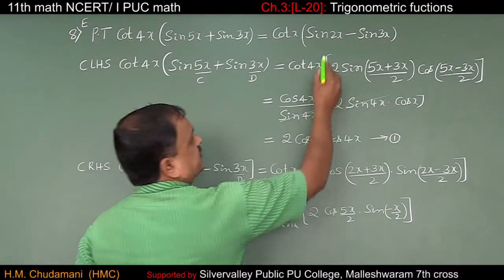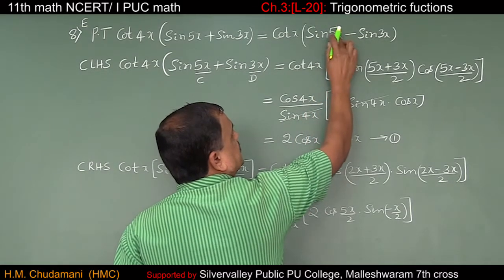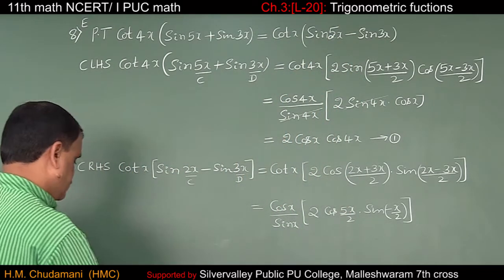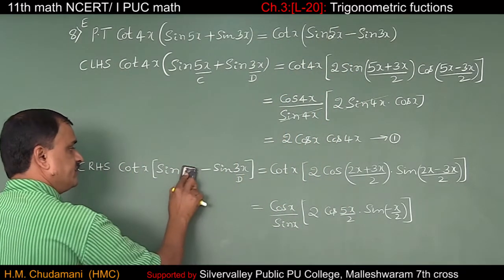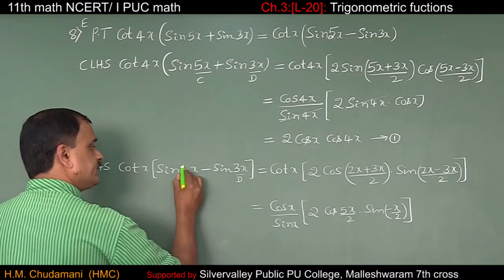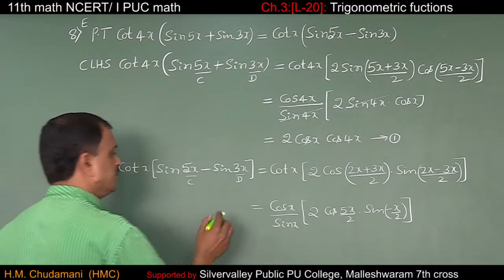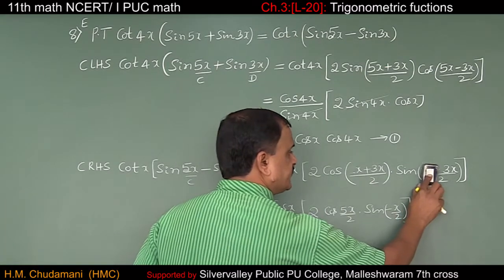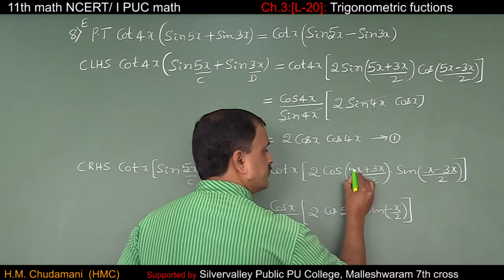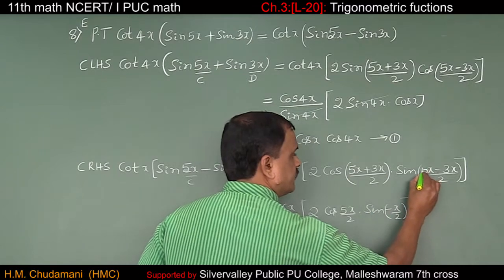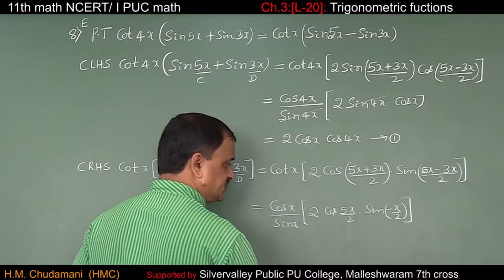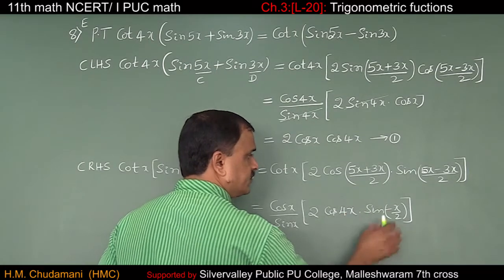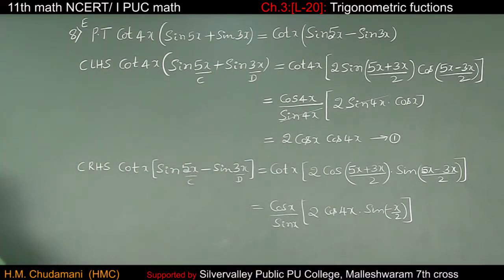Excuse me, I made a mistake here. It should be sin 5x minus sin 3x on the RHS. Okay. So 5x minus 3x. Yeah. 5 plus 3 means 8. 8 by 2 is 4x.